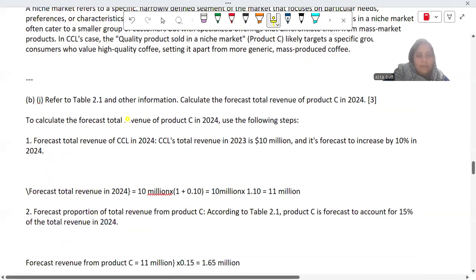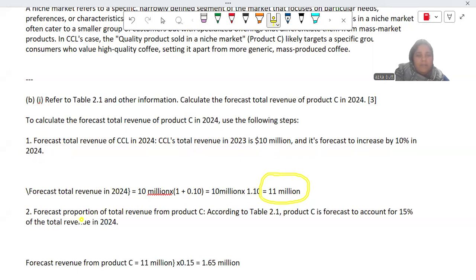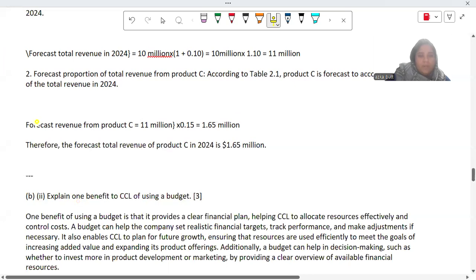Now we are going to calculate the forecast total revenue of product C in 2024. To calculate it, we need to use these steps. Forecast total revenue of CCL in 2024: CCL's total revenue in 2023 is 10 million, and it's forecast to increase by 10% in 2024. So it simply means that we will multiply the 10 million by 10%, or you can also use 1 plus 0.10. So this is 11 million. According to table 2.1, product C is forecast to account for 15% of total revenue in 2024. So forecast revenue from product C is equal to this.